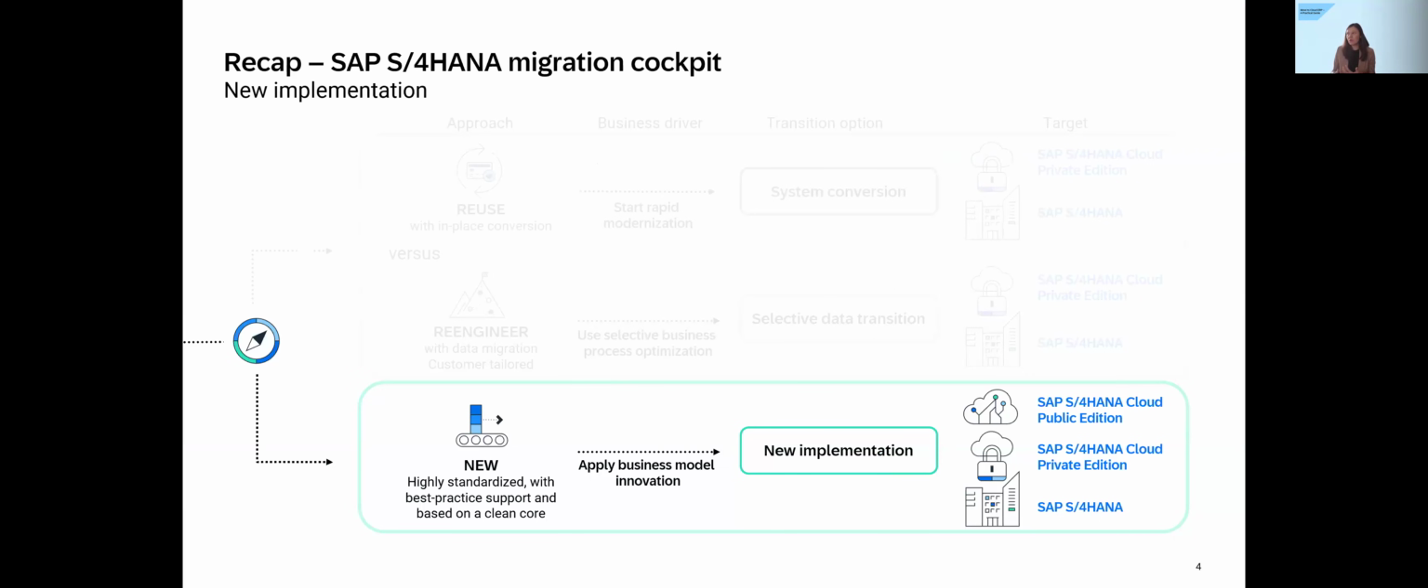This is in contrast to system conversion, where you just reuse the old business processes, or in comparison to selective data transition, where you just improve some of the business processes and have a transition of some of the data. The new implementation is the transition where you start from scratch, and Migration Cockpit is a standard tool. It is included as part of the SAP S/4HANA Private Cloud Edition subscription, you just need to assign some business roles, and there is no commercialization or pricing underlying the Migration Cockpit.